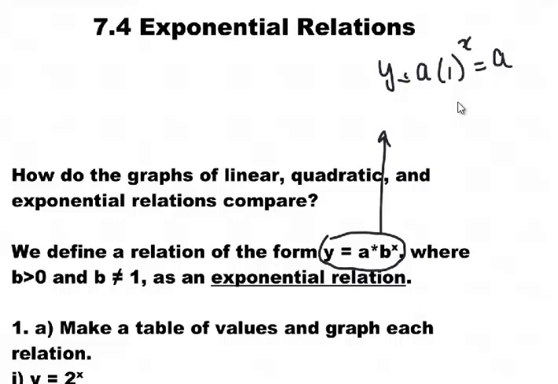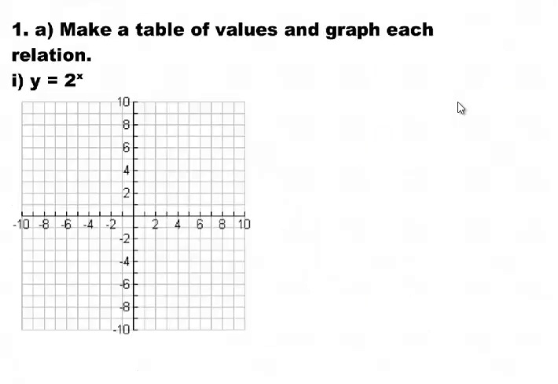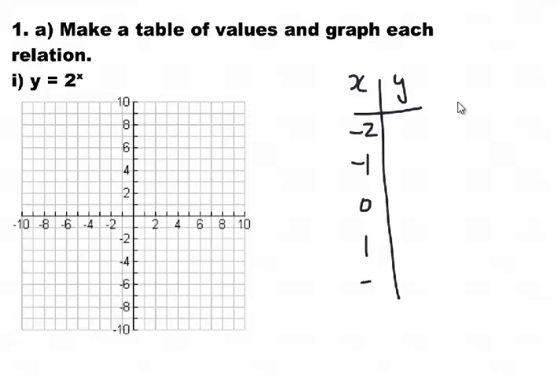Now we are going to start looking at the graph of different exponential functions, and hopefully we can find some main properties of these exponential functions. The first example, we are supposed to make a table of values and graph y equal to 2 exponent x. For the table of values, we are going to find the y values for x equal to -2, -1, 0, 1, 2.